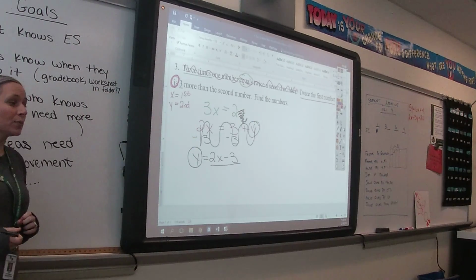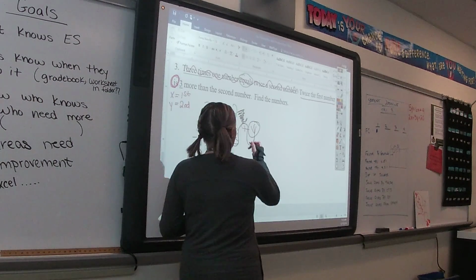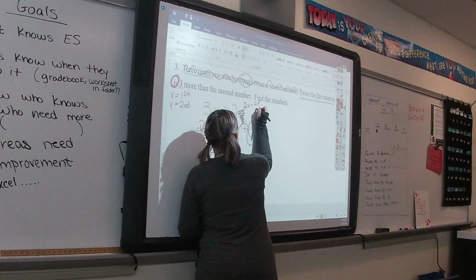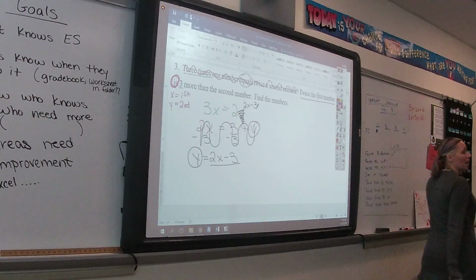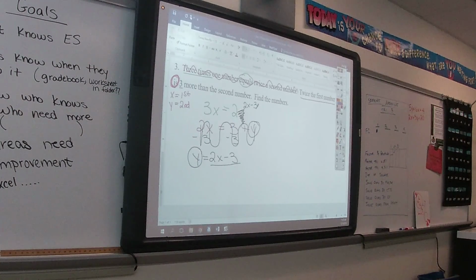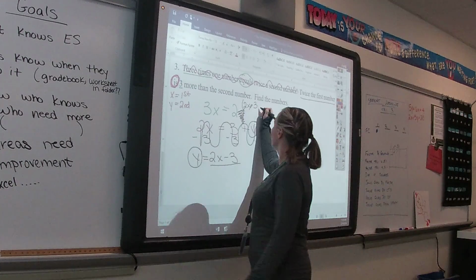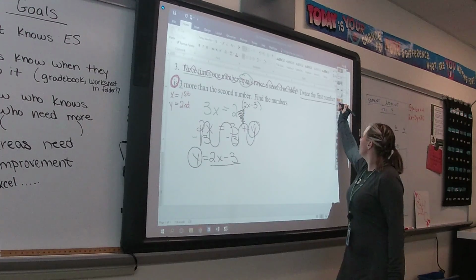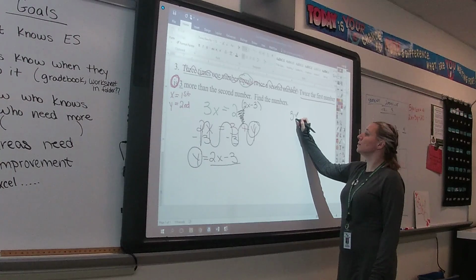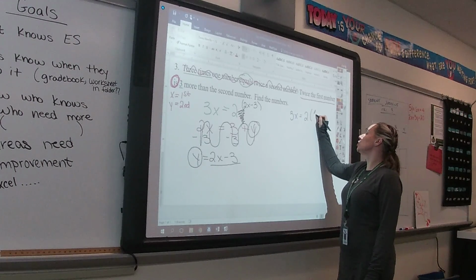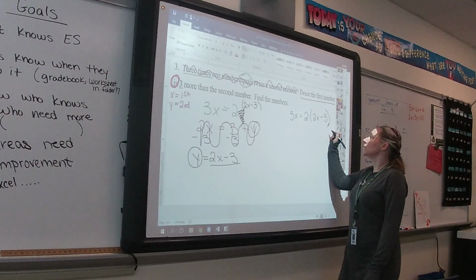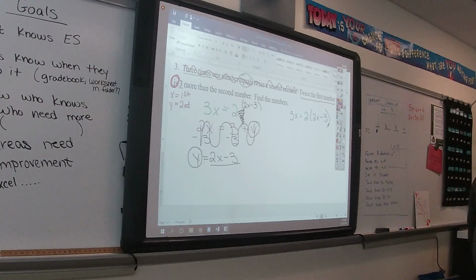And in its place, what am I going to put? 2x minus 3. Okay, so I'm putting that 2x minus 3 in its place. How important are those parentheses? Really important, because there's a coefficient in front. So our new equation says 3x equals 2 times 2x minus 3.